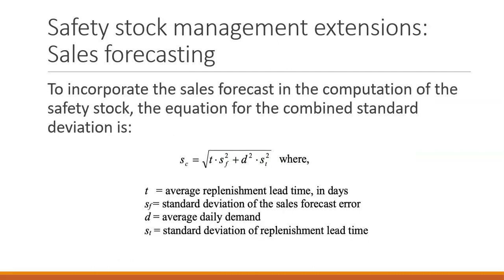So when we look at the sales forecast, then we're going to look for, so we have our average replenishment time, our lead time in days. That's how long does it take our product to get from our supplier to us, the standard deviation of the sales forecast error, our average daily demand, and then the standard deviation of replenishment time.